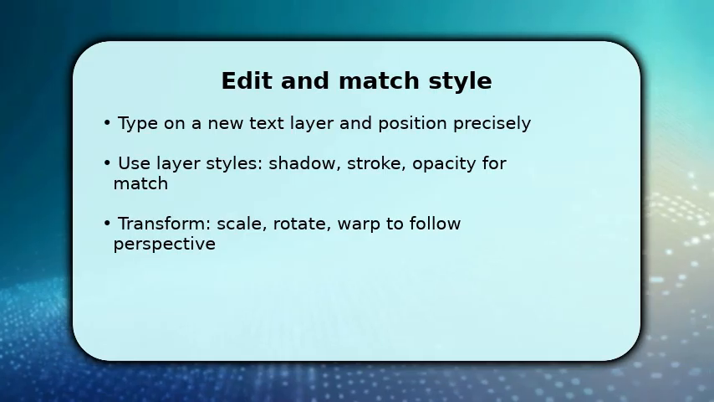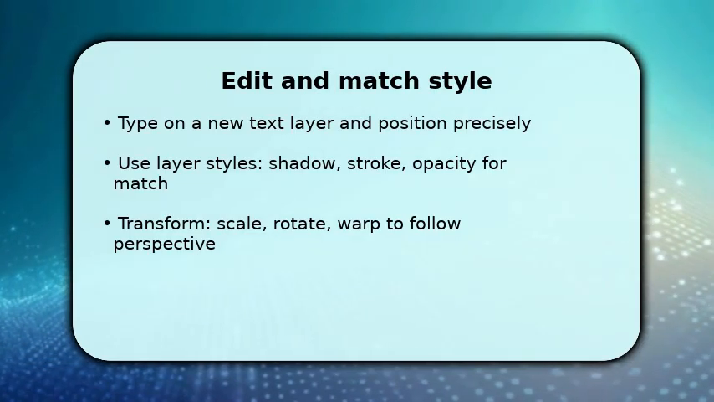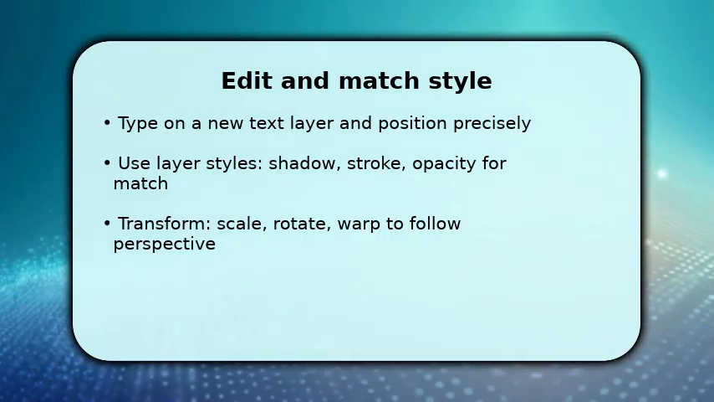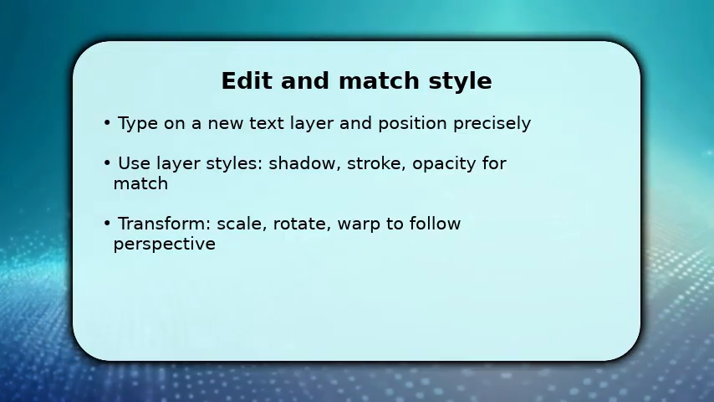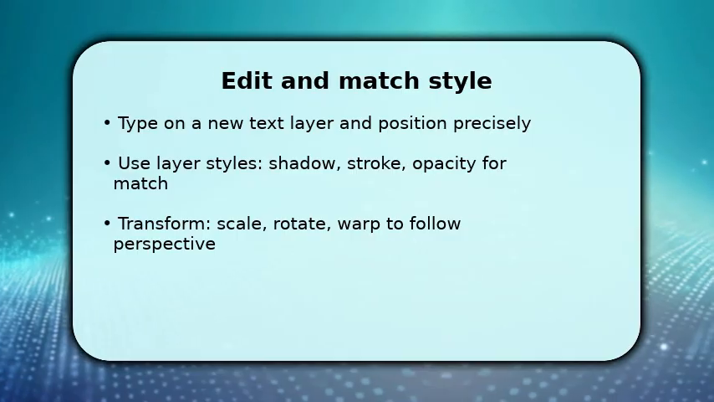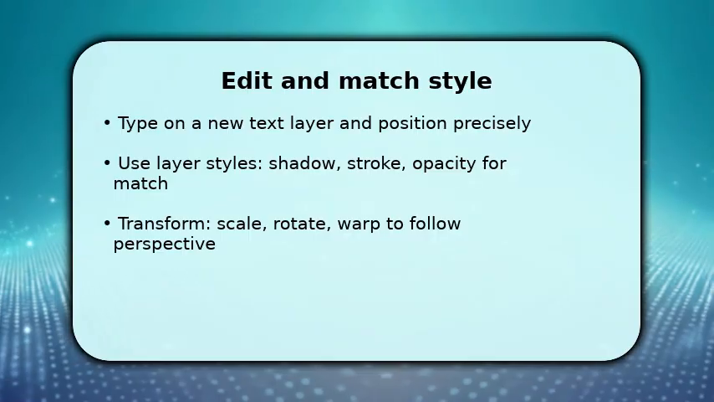Apply layer styles like drop shadow or stroke to imitate original depth, and adjust opacity to blend. If the picture has perspective, use transform or warp to match the angle. You can also sample nearby colors and apply a subtle noise filter to match texture. Make incremental tweaks until the new text looks native to the image.